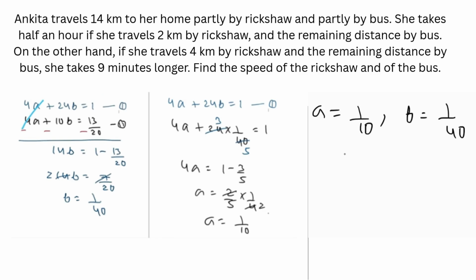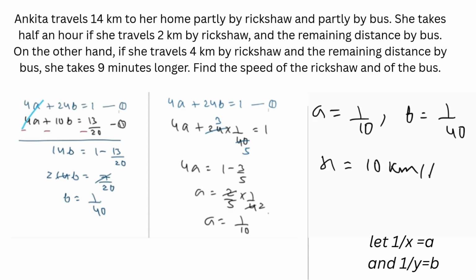Now once we know the value of a and b, we can get x. x is what? Reciprocal of a, that is 1 over 1 over 10. So it's 10 km per hour. And y, which is reciprocal of b, comes out to be 40 km per hour. So we can say that the speed of rickshaw is 10 km per hour and that of bus is 40 km per hour.